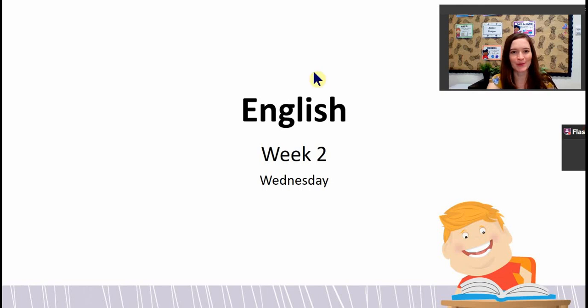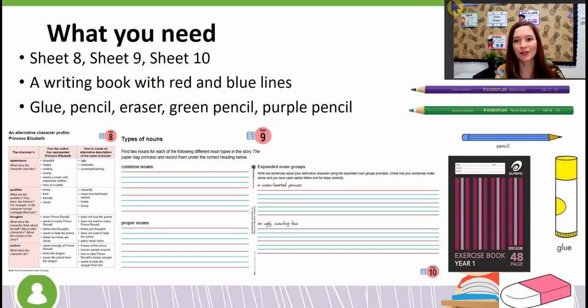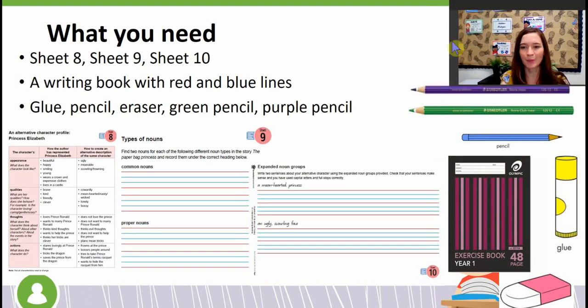So let's have a look at what you need to grab. Alrighty, so you're going to need sheet 8, which we used yesterday. You'll need sheet 9, sheet 10, a writing book with red and blue lines, glue, a pencil, an eraser, and then today you're also going to need to go and grab a purple pencil and a green pencil.